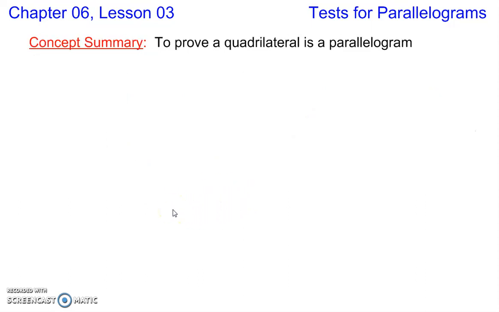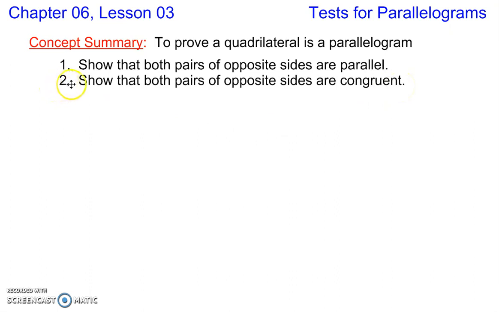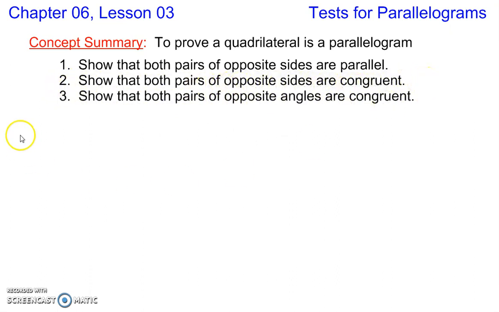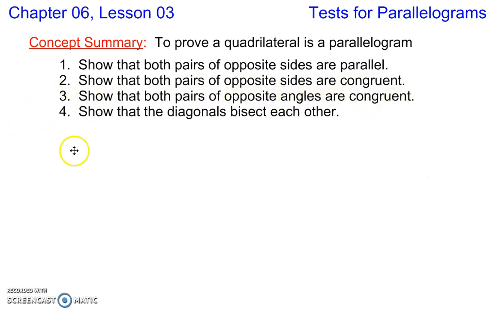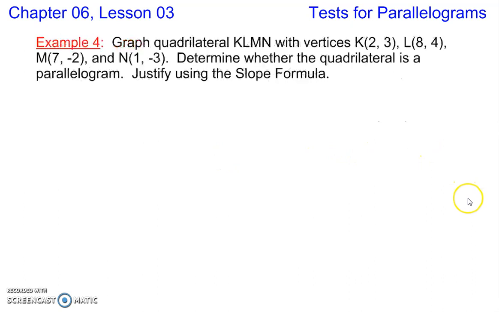All right, so here we go. In order to prove that a quadrilateral is a parallelogram, you can either 1. Show that both pairs of opposite sides are parallel, or 2. Show that both pairs of opposite sides are congruent. 3. Show that both pairs of opposite angles are congruent. 4. Show that the diagonals bisect each other. Or 5. Show that a pair of opposite sides is both parallel and congruent.